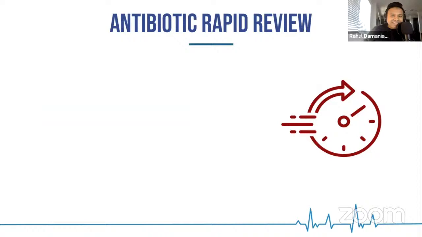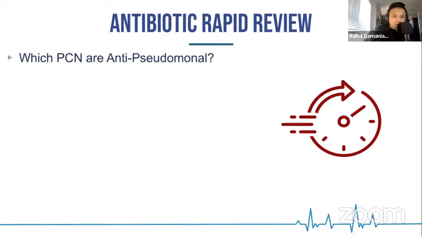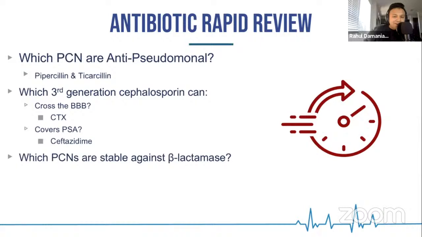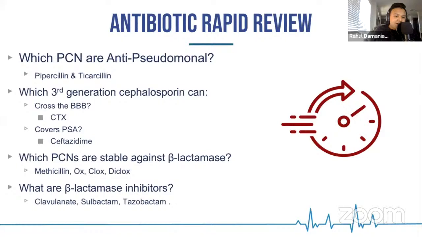What penicillin is anti-pseudomonal? Go ahead and put that into the chat box. And we are seeing piperacillin and ticarcillin. You're absolutely correct. Which third generation cephalosporin can cross the blood-brain barrier? That's going to be your ceftriaxone. Which one covers Pseudomonas? That's your ceftazidime. And which penicillins are stable against beta-lactamase? That's going to be methicillin, oxacillin, cloxacillin, dicloxacillin. And what are your beta-lactamase inhibitors? That's going to be clavulanic acid, sulbactam, and tazobactam.